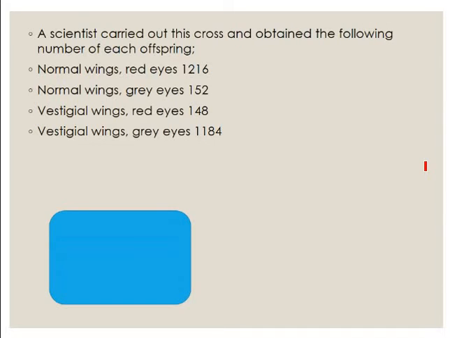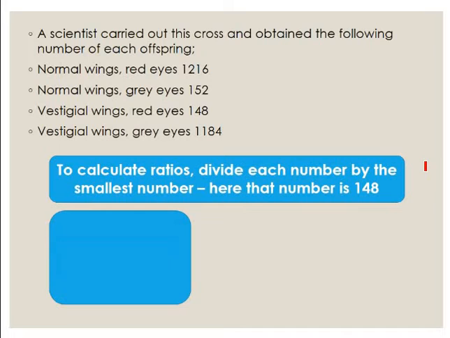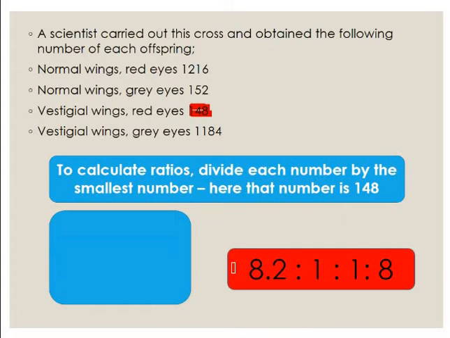Now we need to figure out what this ratio is. We expected 1 to 1 to 1 to 1. And to calculate ratios, all you need to do is divide every number by the smallest number. Now in this case, the smallest number is 148. So we've got 1,216 divided by 148, that gives us 8.2. So that's our very first number. Usually do it to one decimal place.